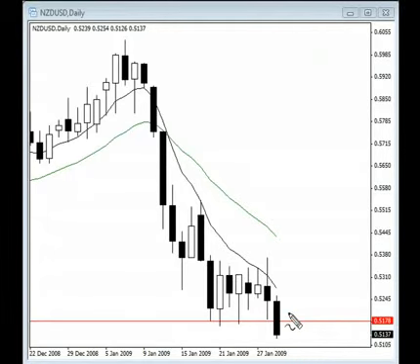So you're in a nice profit there if you would have taken that strategy, following the trend, trading a fakey. So that was the one on the New Zealand dollar.